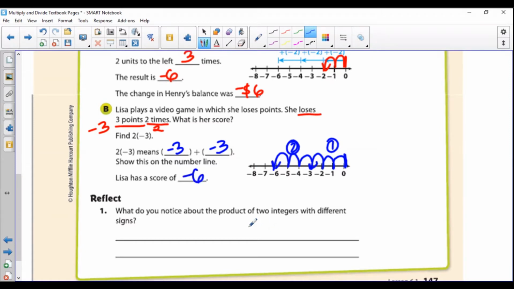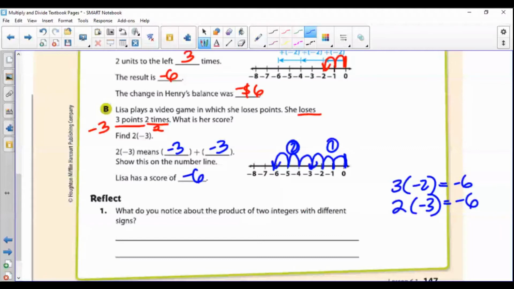So let's think about it. We just did 2 situations. We did 3 times -2, and we did 2 times -3. In the first case, I got -6, and in the second case, I got -6. So what do you notice about the product of 2 integers with different signs?